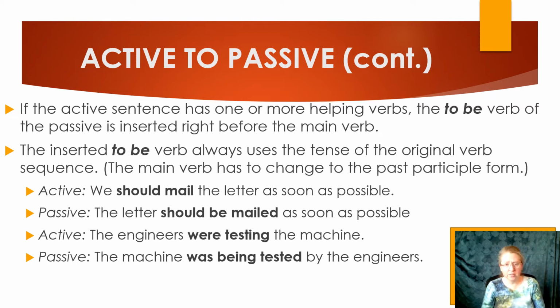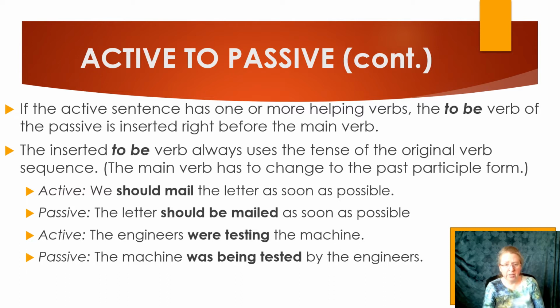In this active sentence, we should mail the letter as soon as possible. In passive, it's the letter should be mailed as soon as possible. So you see how we've put the helping verb to be in there, and then we've used the past participle form of the main verb. We've changed mail to mailed.